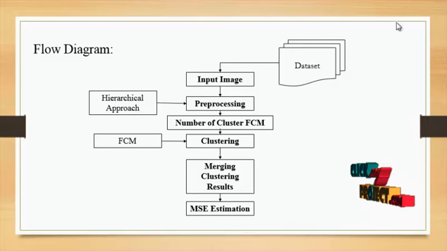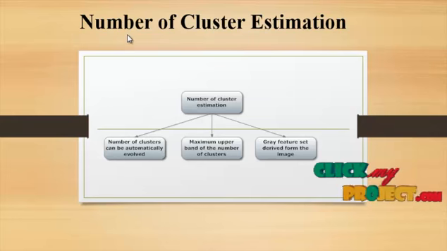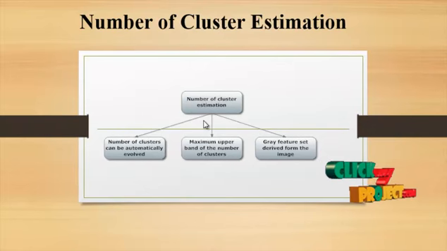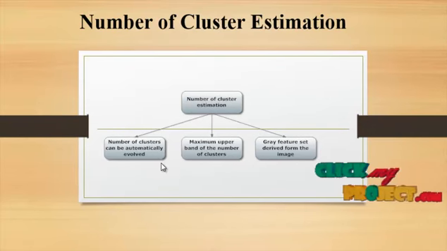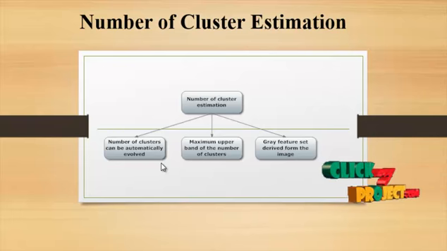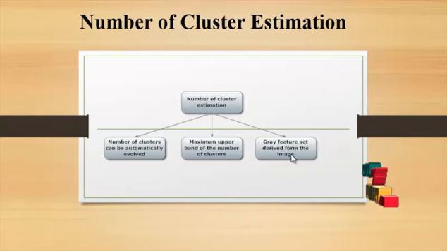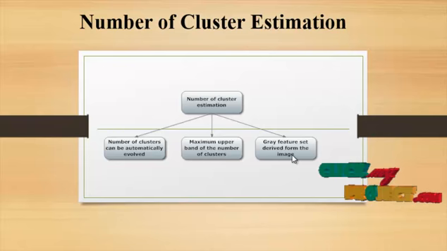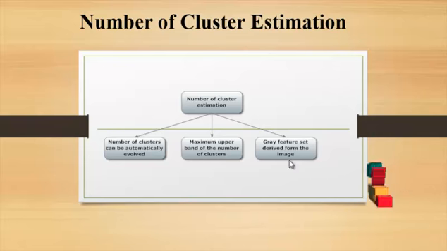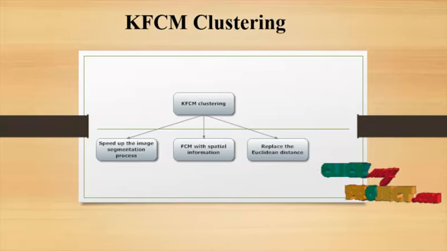So I will click that. This is the number of cluster estimation. In number of cluster estimation, we calculate the number of clusters, which can be automatically evolved. Whatever the clusters are, they should be automatically evolved, and then the maximum upper bound of the number of clusters should be calculated, and then gray features derived from the images. Whatever the gray values are, they should be extracted as features from the image. So this is the number of cluster estimation process.